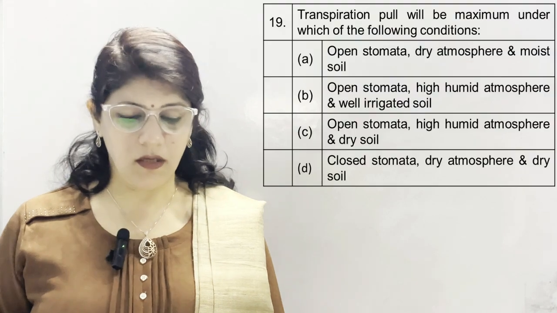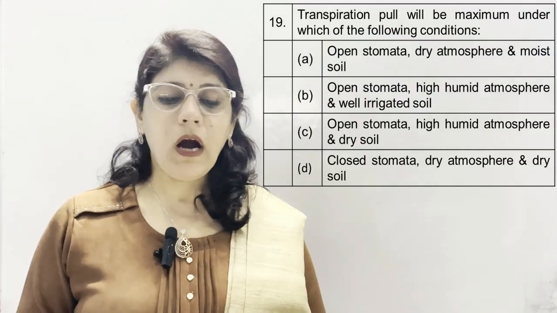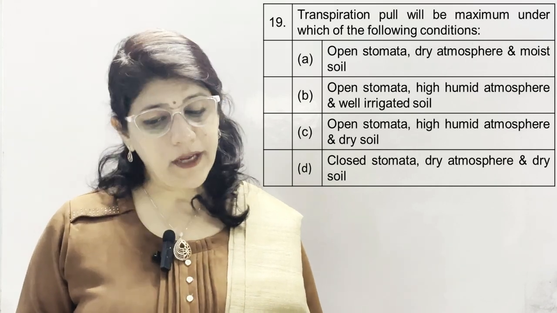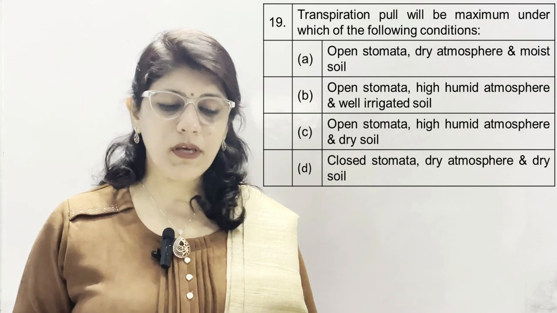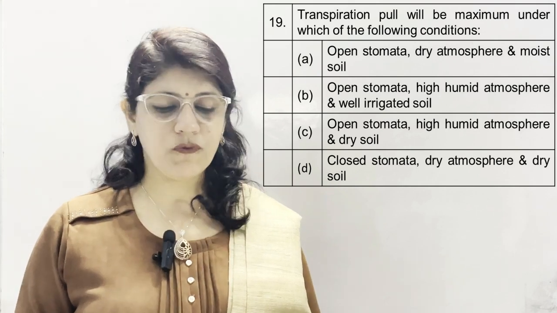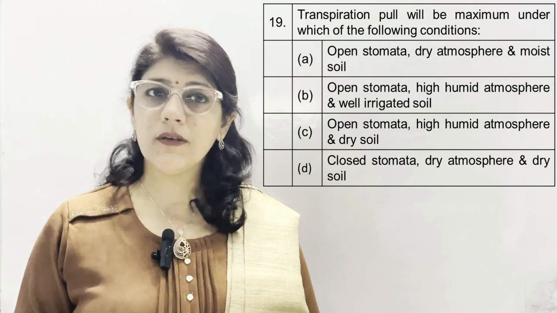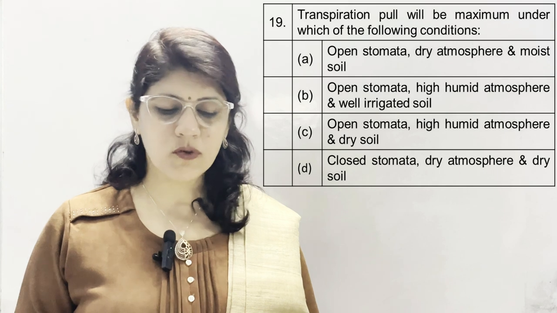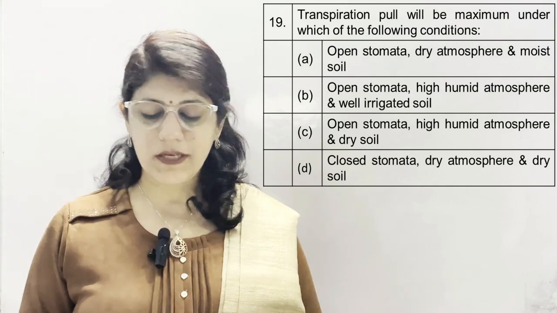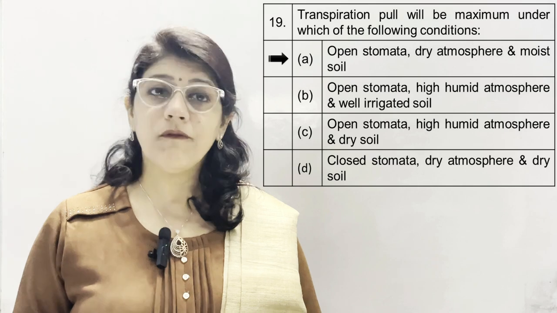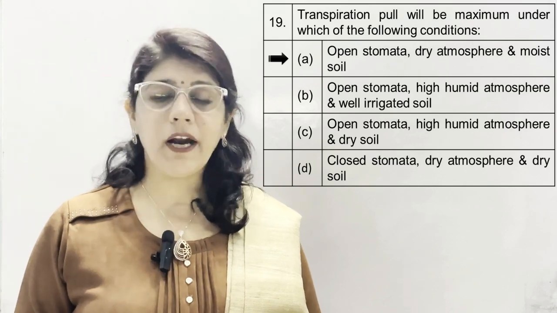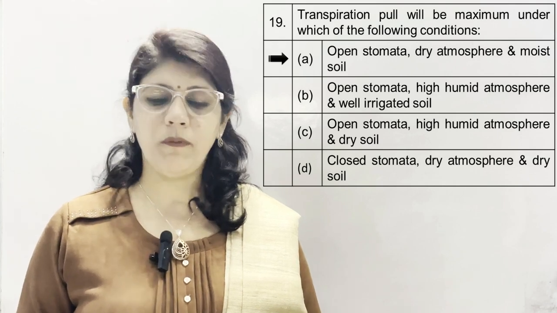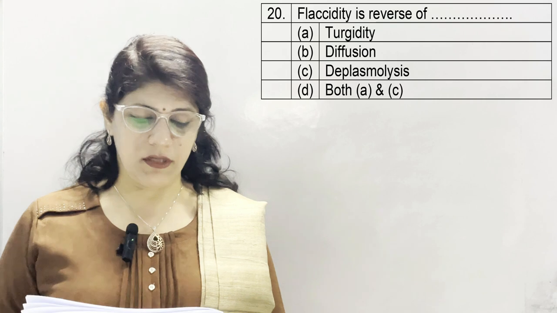In question number 19, transpiration pull will be maximum under which of the following conditions? A, open stomata, dry atmosphere and moist soil. B, open stomata, high humid atmosphere and well irrigated soil. C, open stomata, high humid atmosphere and dry soil, and D, closed stomata, dry atmosphere and dry soil. The correct option is A, open stomata, dry atmosphere and moist soil, under which the transpiration pull will be maximum.